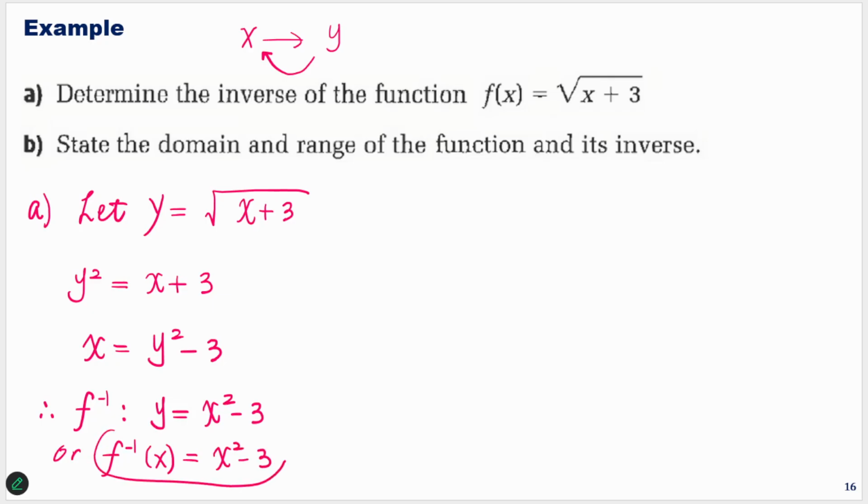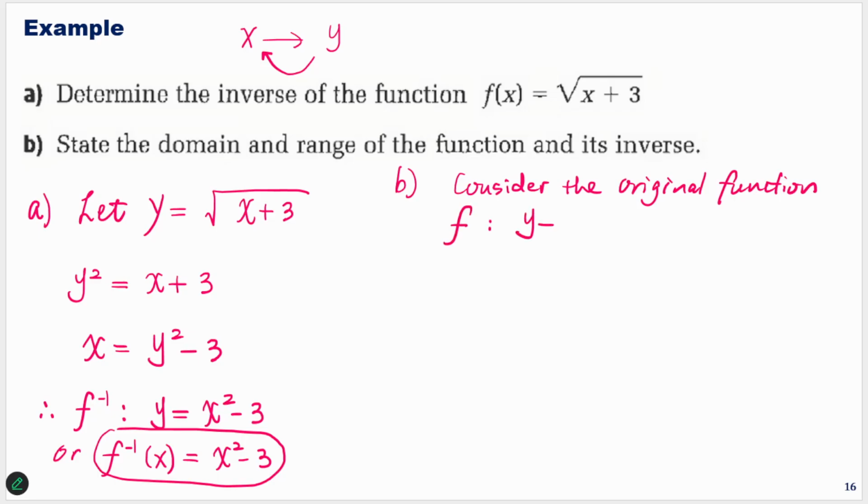This is a function you're looking for, right? Okay, now let's consider domain and range of the function and its inverse. So in order to find domain and range of the inverse, first you need to find the domain and range of the original. So we could say, consider the original function. Name is f, which is y equals square root of x plus 3.